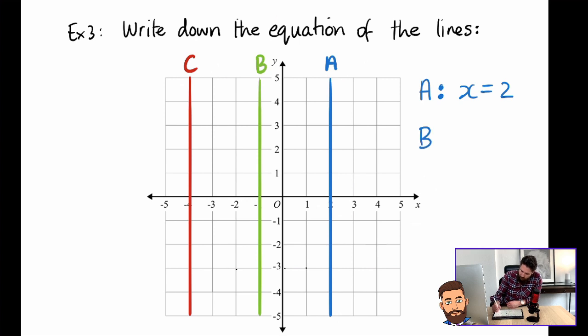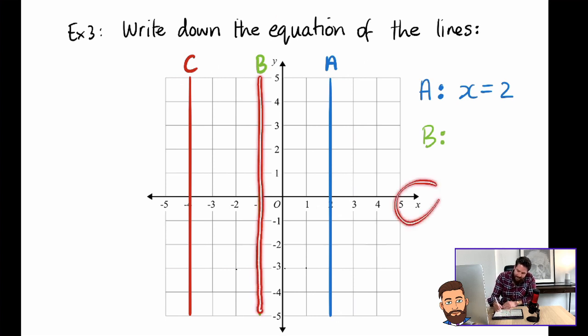Line B. Maybe I'll do that in green. Line B. Again, looking at this, I can see it as a straight line that goes through the x-axis at minus 1. So if it's going through the x-axis, it must be x equals minus 1.